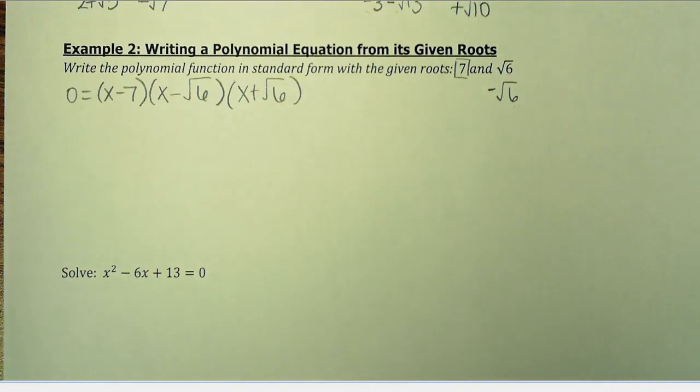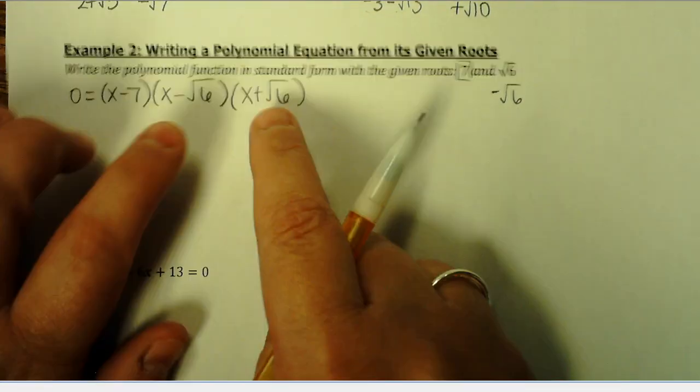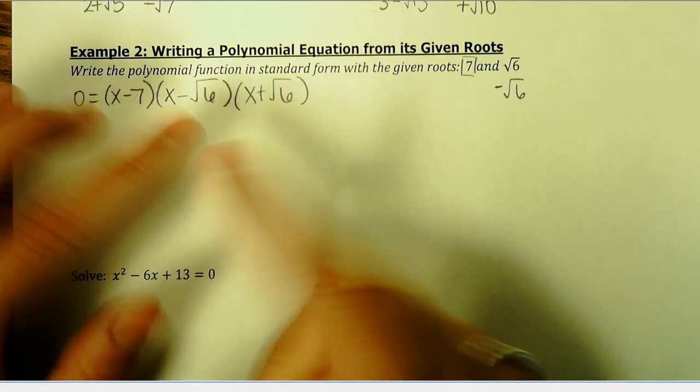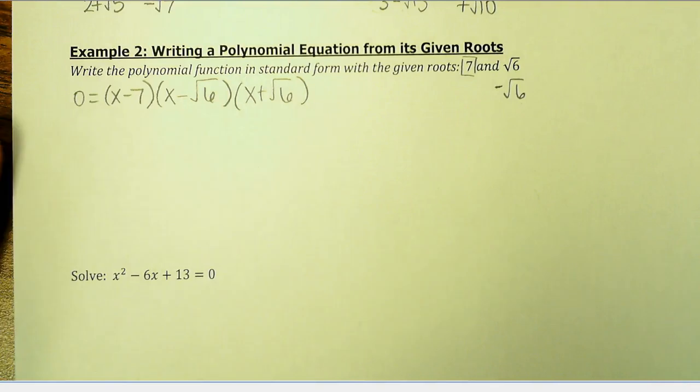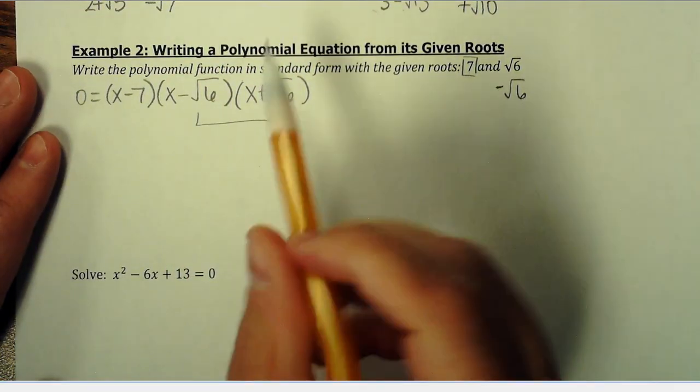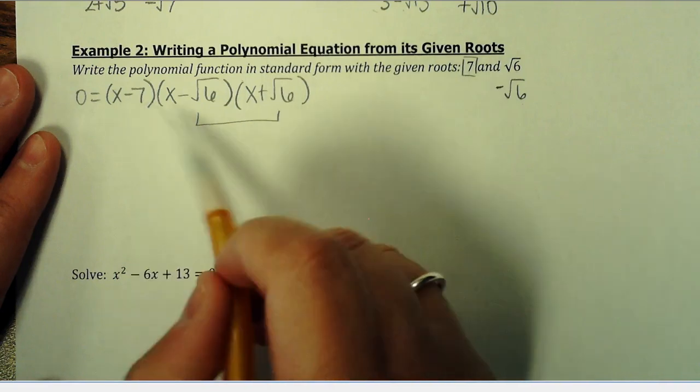So the easiest way I can tell you to do this: multiply together the factors that have the conjugates first. All the irrational parts, all the radicals, are going to end up canceling out. So I'm going to focus right here. Just keep this x minus 7 for a second.